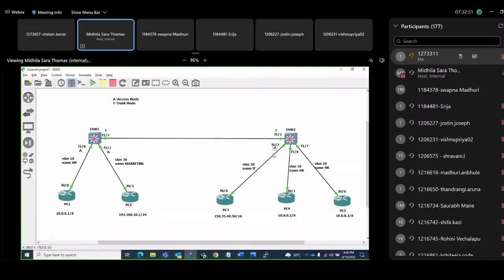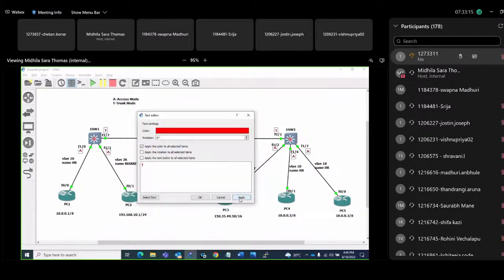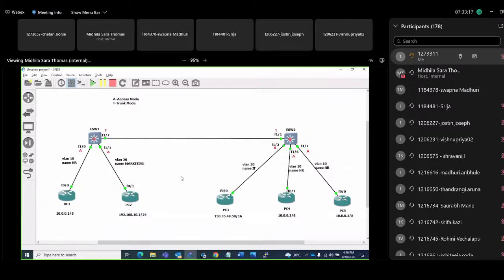F1/3 access, F1/6 access, F1/7 access. Okay, so let me color it for you. Okay, is that also clear? Is that also clear? Yes.